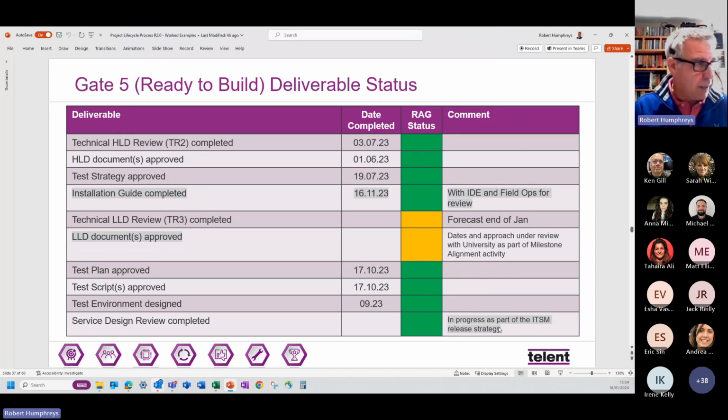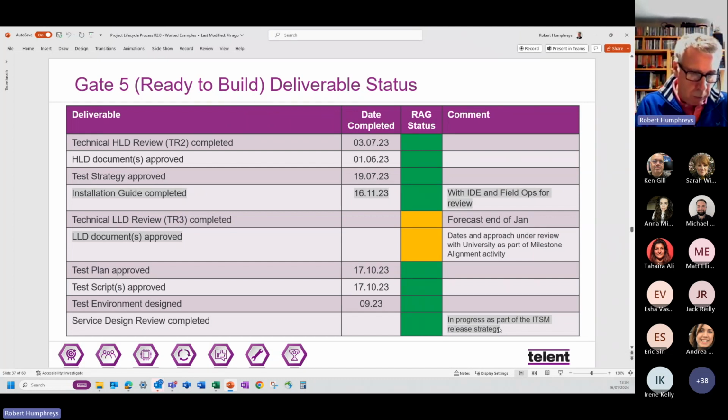So once again, those are the things we've got there. We've completed the technical reviews. We've completed the installation guides. But actually, the key thing here is that we're not yet at the stage where we've completed the low-level design. So that's still ongoing. So clearly, this is a project that is of long duration, so it's got a long duration phase.